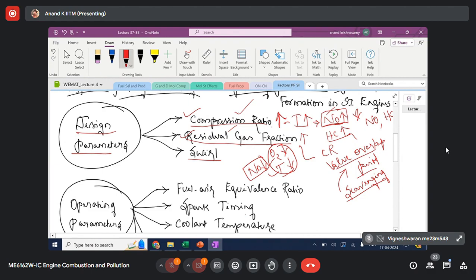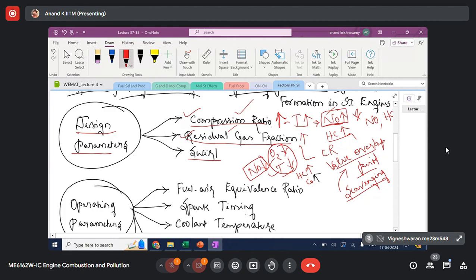But what will be the other effect of this when temperature and oxygen are reduced? What will happen to HC and CO? It will increase, sir. It will increase, obviously, because you have lower temperature that reduces oxidation rate. You have less oxygen that also reduces oxidation rate. So you can see that HC and CO both will increase when residual gas fraction is increased. So you see there is a trade-off between these pollutants. When NO is dropped, HC and CO are increasing.